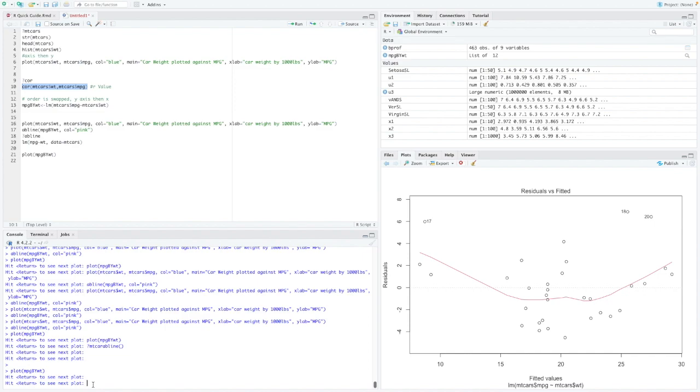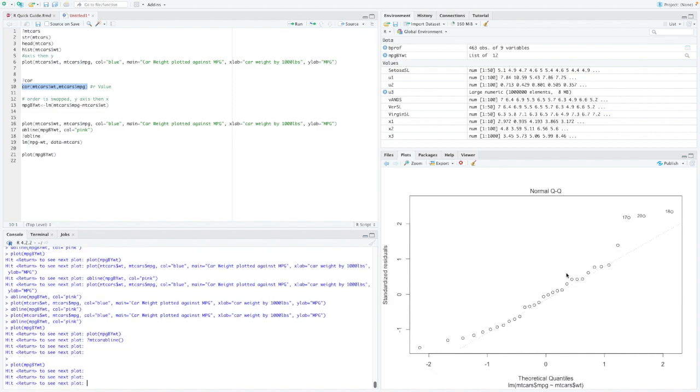The next graph, normal QQ, plots the two sets of quantiles or percentiles versus one another. What you want is for this to be very, very close to a straight line. And this isn't bad, but our first graph really wasn't so great.